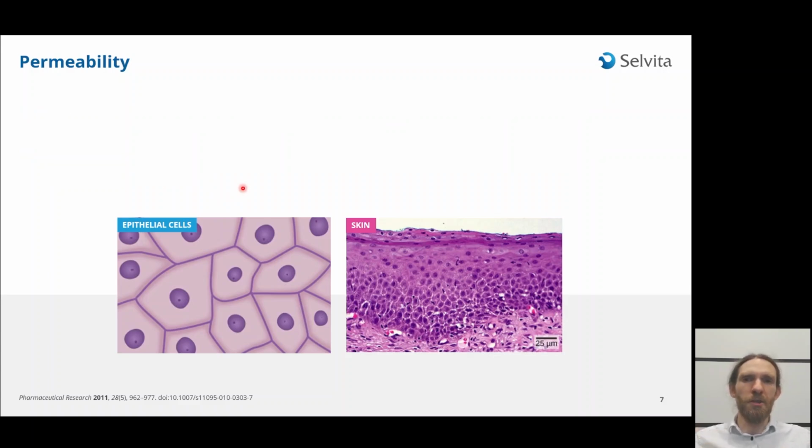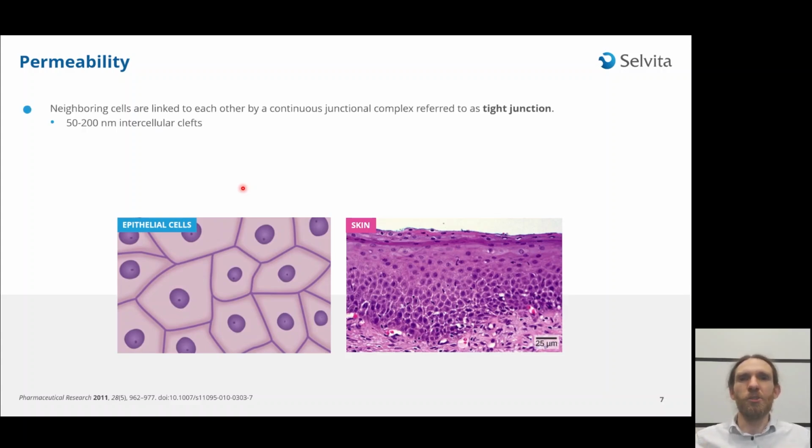Another concept related to permeability and epithelial membrane is tight junction. The epithelial cells that form this barrier are tightly packed. They are connected very tightly to one another. And the space that is between the cells is called a tight junction. This is a very narrow 50 to 200 nanometer cleft.